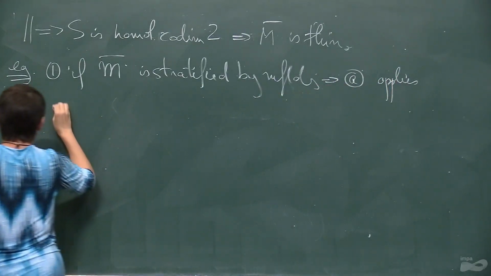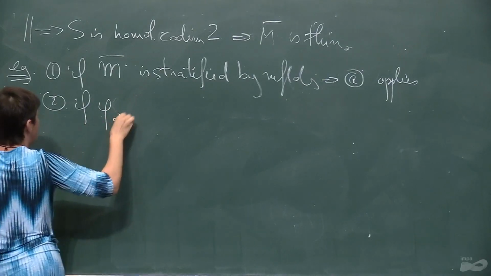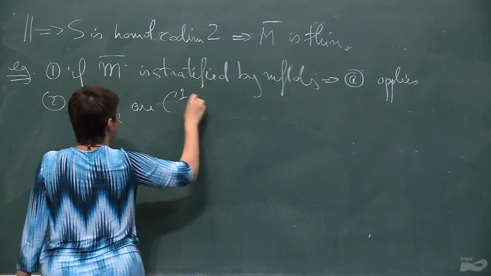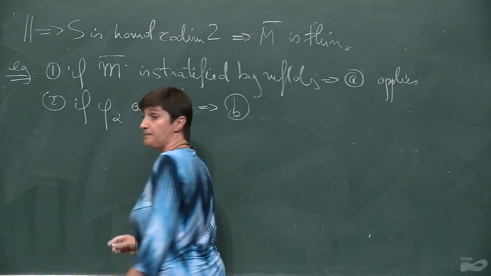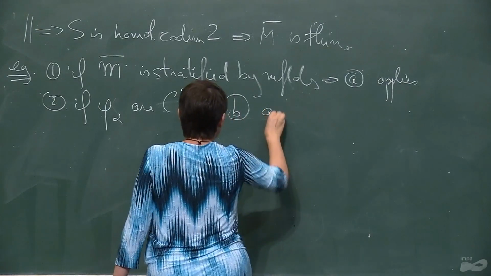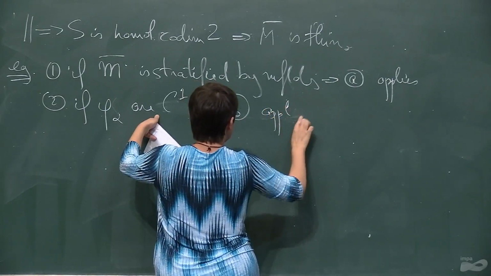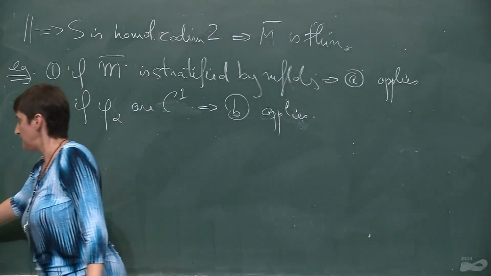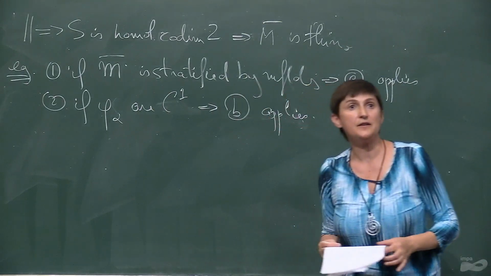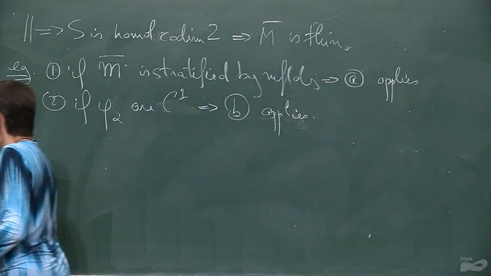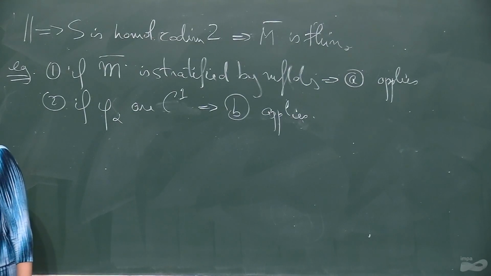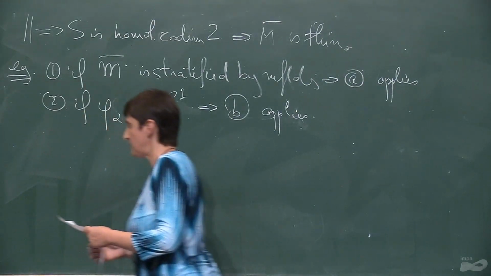Or another case, if these phi alpha are smooth, or C1, you just need them to be C1, then they are, of course, locally Lipschitz. So B applies. Okay. So that would be the case, for example, for pseudocycles. Okay. So these are two criteria that you can play with. All my manifolds are Hausdorff, and let's say sigma compact, or metrizable, whichever one. They don't have to be compact.